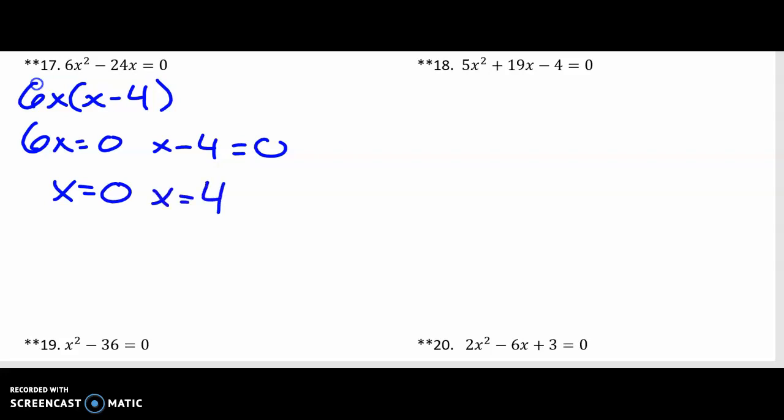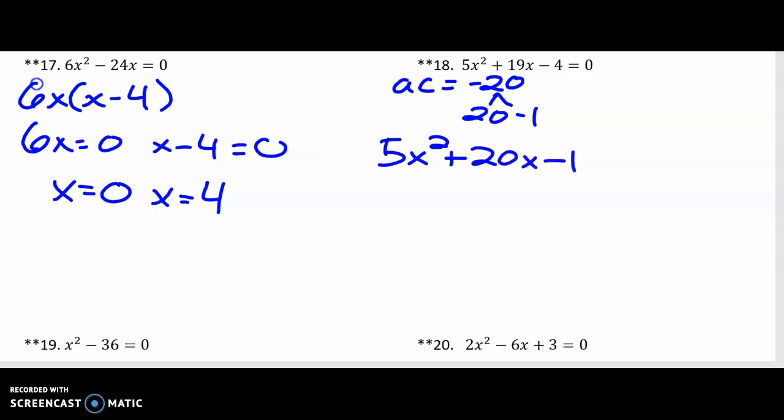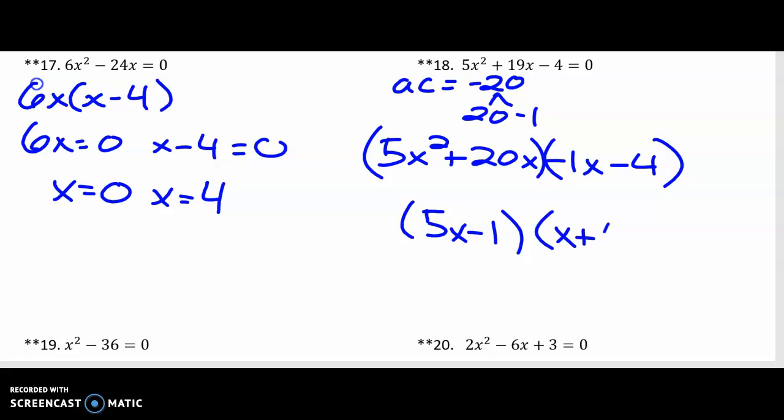All right, number 18, check for a GCF first. There isn't one, so I go ahead and do my AC method. My AC method here tells me to multiply to negative 20 and add to 19, so it's 20 and negative 1. Go ahead and rewrite, and I'm sorry guys, I'm going fast here, because I expect you guys should know how to do this hopefully by now, because this is nothing new. Okay, 4 terms, go ahead and group. First group I can take out a 5x. The second group I can take out a negative 1. Both parentheses will give me x plus 4.